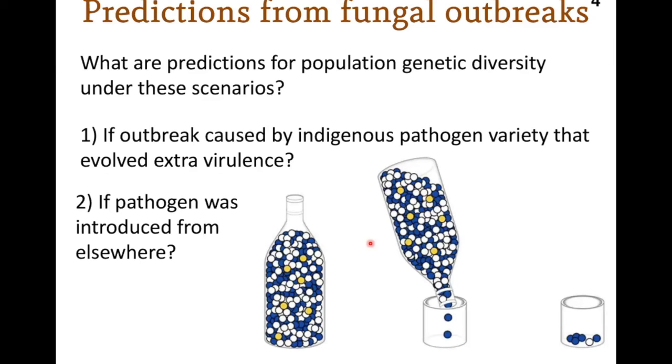I think if you've been following along with what I'm saying, the answer is kind of obvious. If the outbreak was caused by an indigenous pathogen variety that involved extra virulence, it would still be part of the same population. And so the genetic diversity in that population would remain high. Whereas if the pathogen was introduced from elsewhere, you'd have this bottlenecking effect, and therefore the genetic diversity would be low. And so the key prediction between these two scenarios is that in the top one, the genetic diversity will be high, and in the bottom one, the genetic diversity will be low.